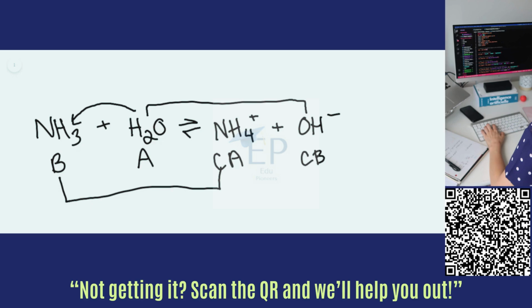Okay, so you'll always see the acid and base on the reactant side, the conjugate acid and conjugate base as the products. And you can identify them by looking at whether the molecule has gained or lost a hydrogen ion.